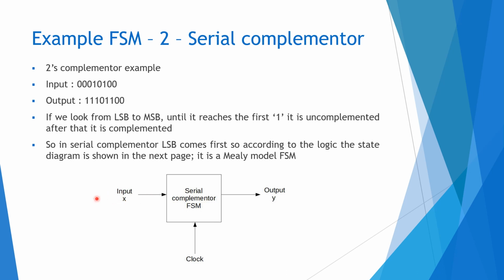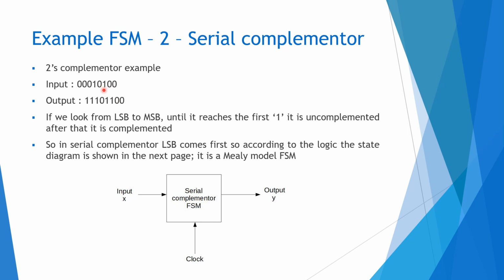The LSB comes first, and as it goes through, the two's complement comes out at the output Y. So we will be finding the logic of the two's complementer. If the input is 0 0 0 1 0 1 0 0, the output is 1 1 1 0 1 1 0 0. The logic for the serial two's complementer: starting from the LSB, the bits are 0 until it reaches the first 1, and the value will be non-complemented.